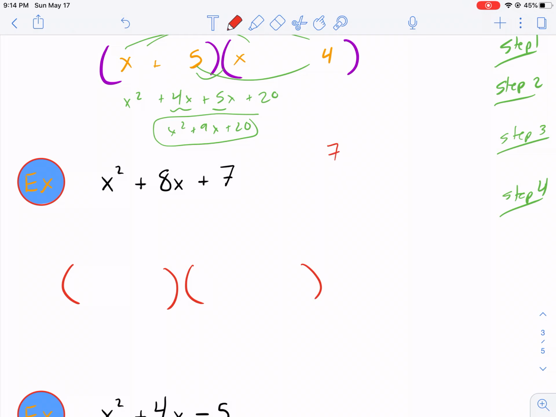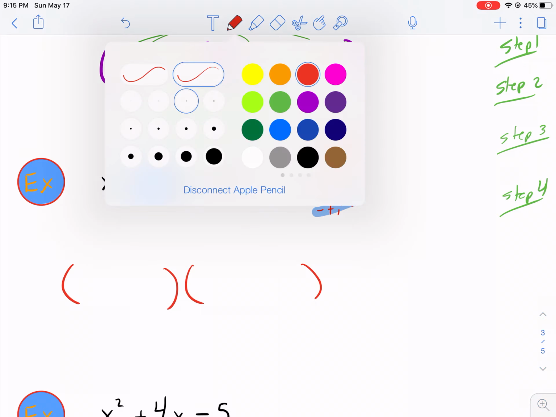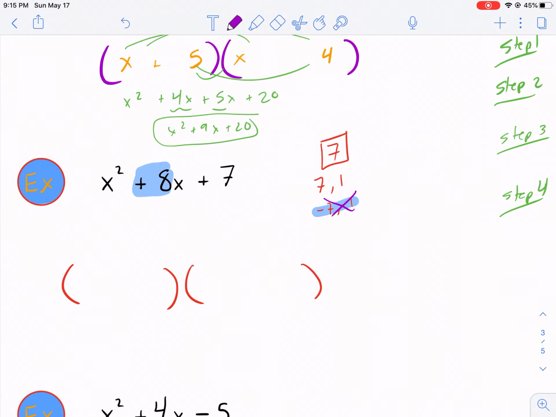Okay, so now what do we do? Well, we're going to look at our factors of 7. Our factors of 7 are 7 and 1, and also -7 and -1. Those are the only things you can multiply together to get 7. Now which of these have a sum of positive 8? Well, clearly -7 and -1 do not have a sum of positive 8. So there's only one possibility. It's got to be 7 and 1. Does 7 plus 1 equal 8? Yes, it does. So we're going to put 7 here.